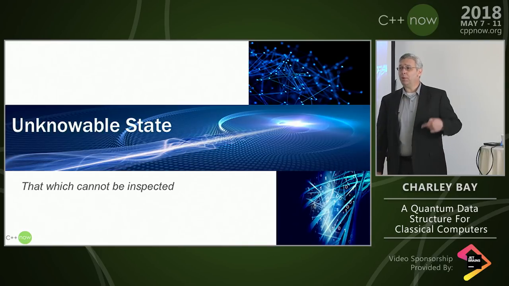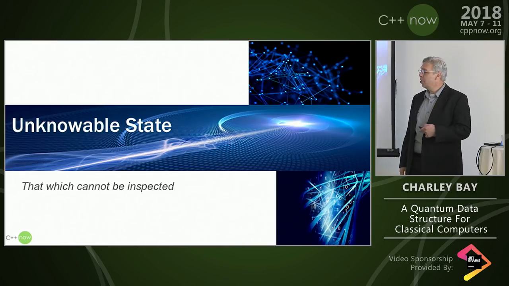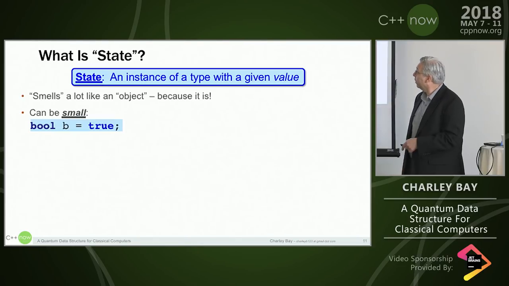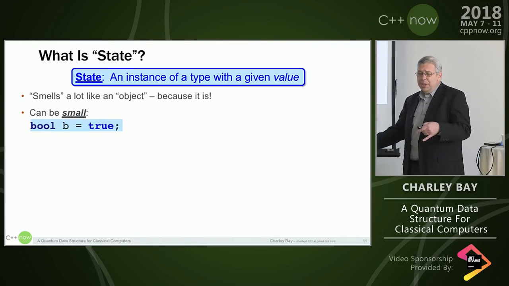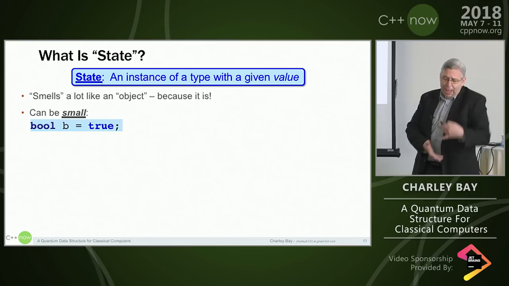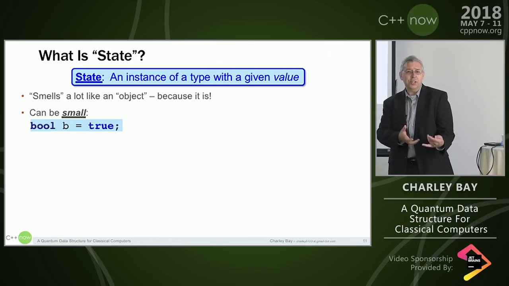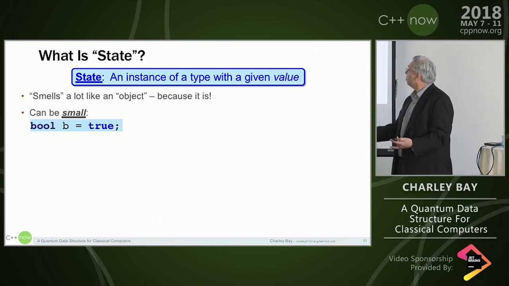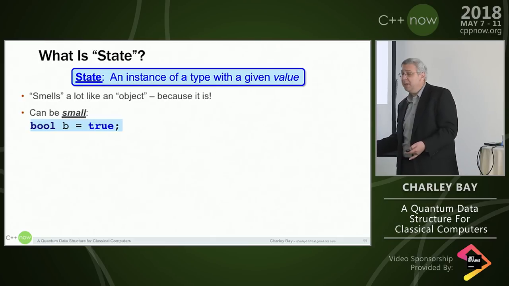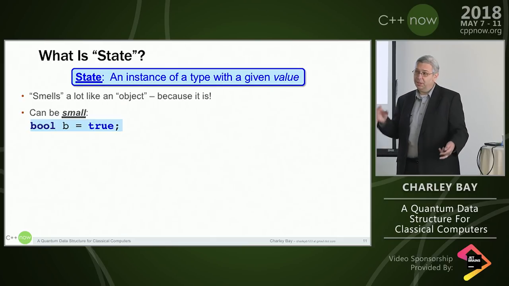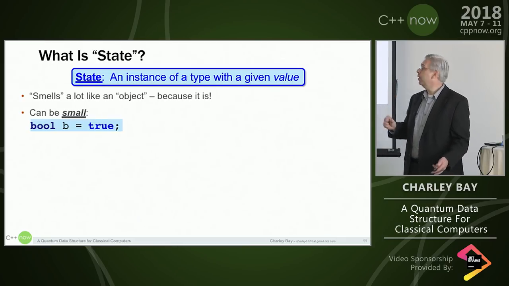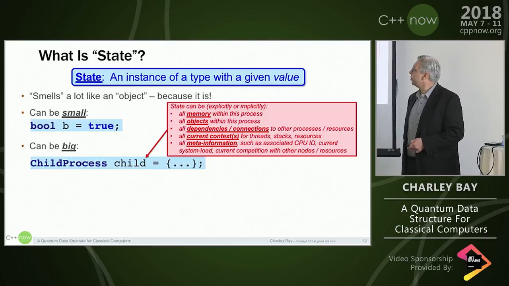So, unknowable state, state that we can't know about. We can't inspect it, but it's there. State is like a value, a representation consistent with some type, and it kind of smells like an object, because it is. It can be little, a bool, a bit. It's on or off. Well, that's a small piece of state.